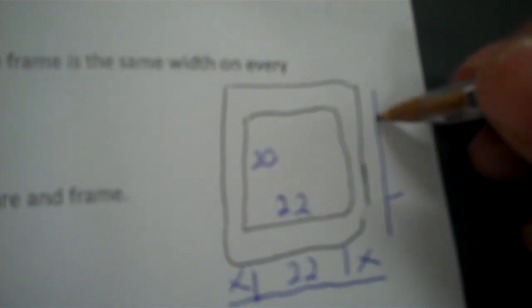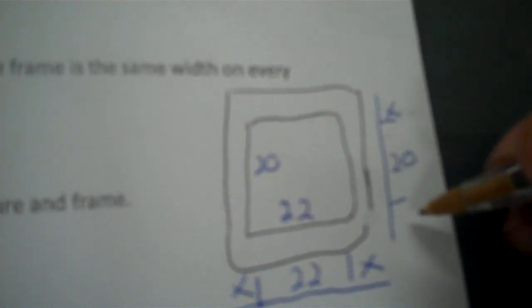Okay, then the story problem. You're designing a frame to surround a 22 by 20 inch picture. The frame is the same width on every side, so draw your picture. You get your picture there, 22 by 20. If you get the 22, 20 mixed around, it doesn't really matter. Okay. Good. So we have 22 and then x and x. We have 20 and x and x. Okay. So that's the length, that's the width.